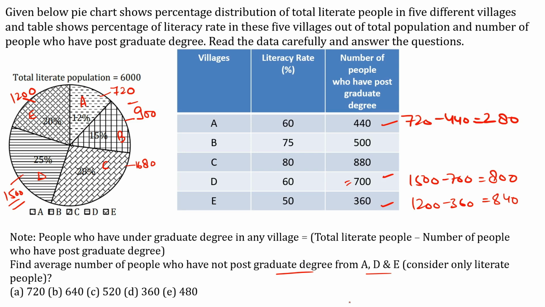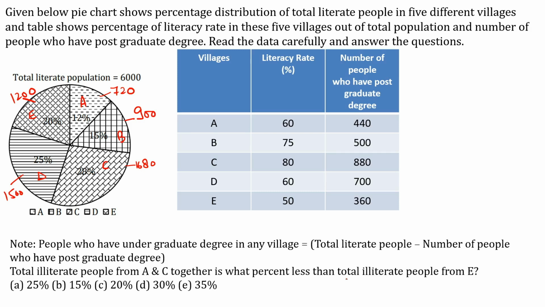Average we need to find, average we can easily find, so 280 plus 800 plus 840 is 1920, divided by 3, okay. 3 6s are 18 and 3 4s are 12, so guys 640 will be the right answer. Very good question. Let's move to the next question.